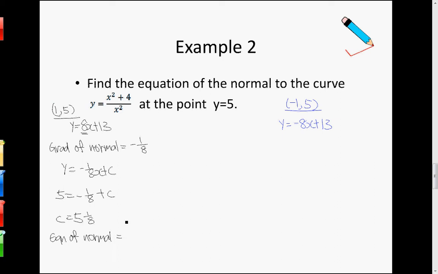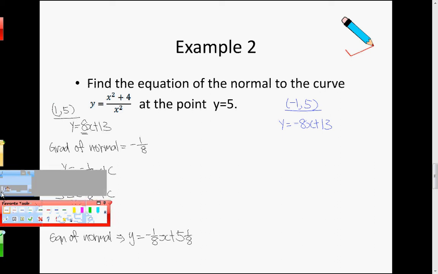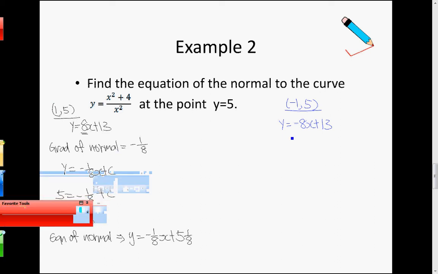So the equation of the normal would be y equals negative 1 over 8 x plus 5 and 1 over 8. Okay, so this is the equation of the normal. You could actually multiply by 8 to everything, but it doesn't really matter. Okay, so let's try for the other case.